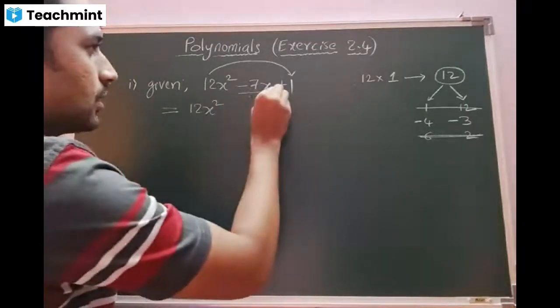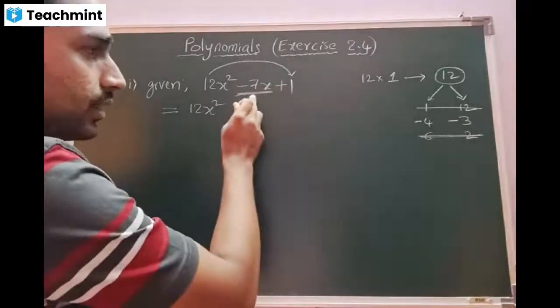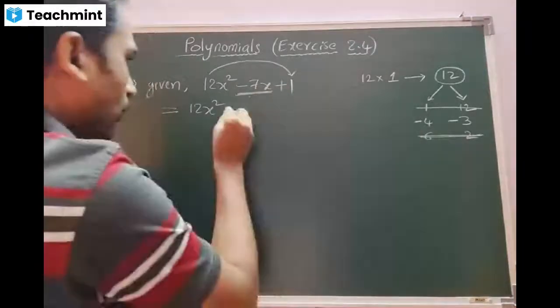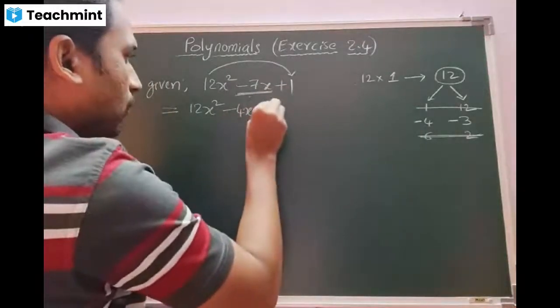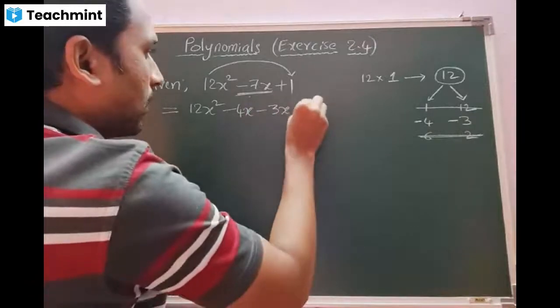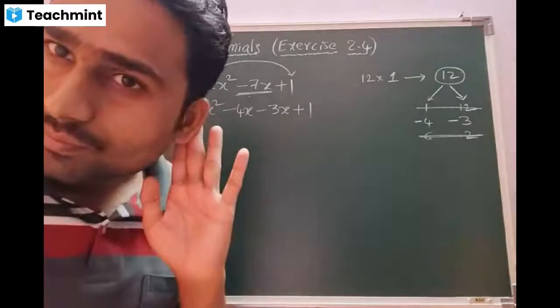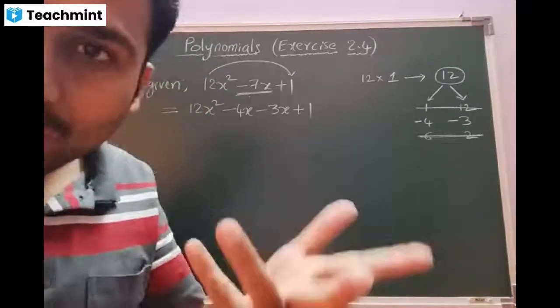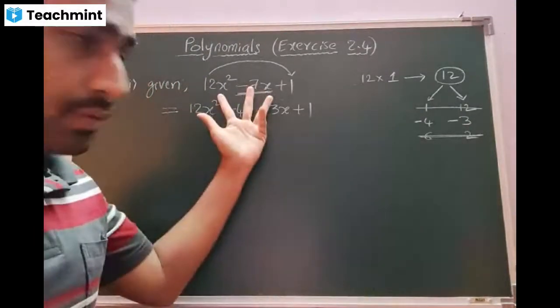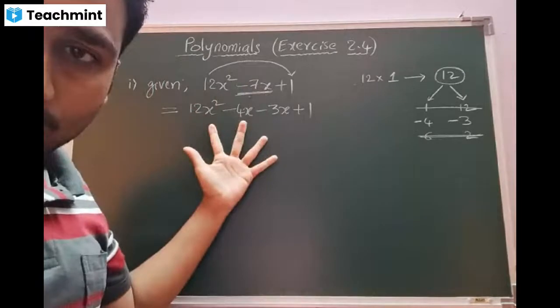Now, beta, this term will be splitted. In the place of minus 7x, we are going to write minus 4x minus 3x plus 1. Got the concept? Yes, sir. Now see the change. 3 terms were there, it becomes 4 terms. Am I right, beta?